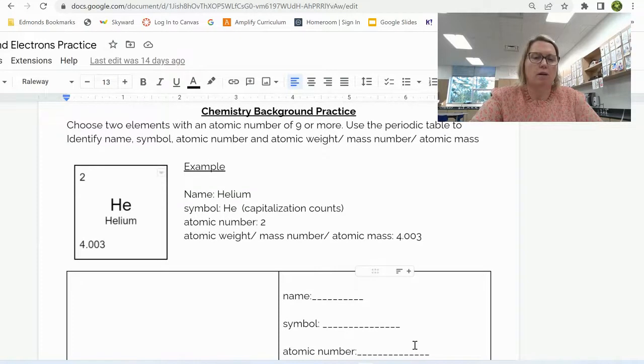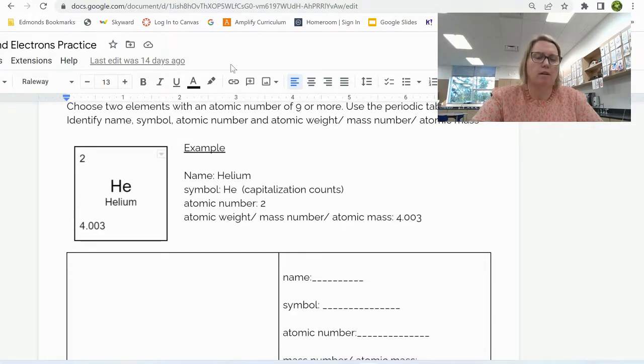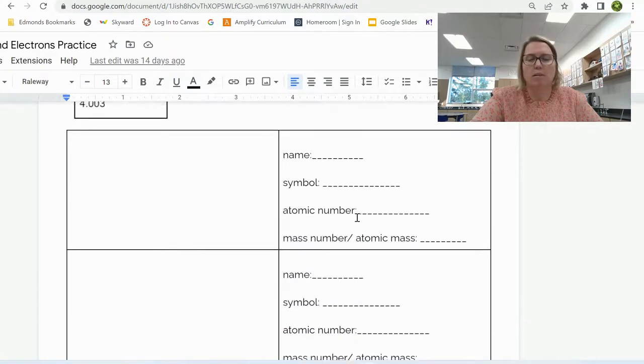It says choose two elements with an atomic number of 9 or more and use the periodic table to identify the name, symbol, atomic number, and atomic weight. We started off with helium. The number above is called the atomic number, and the number below is the atomic weight, or mass number, or atomic mass.